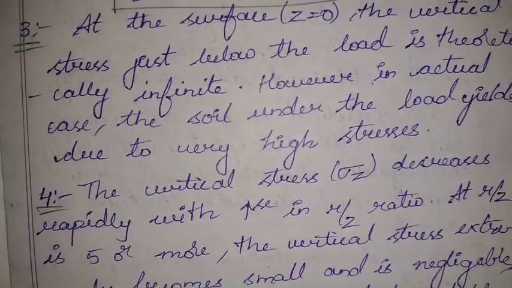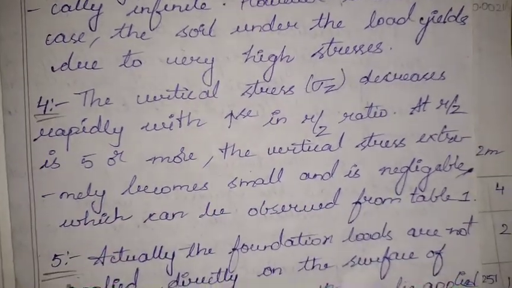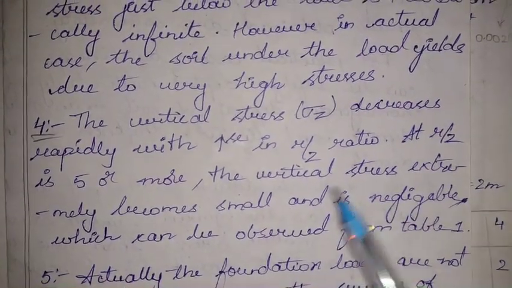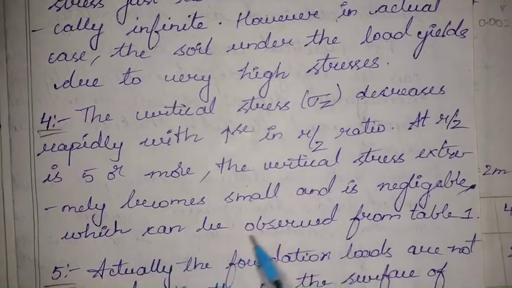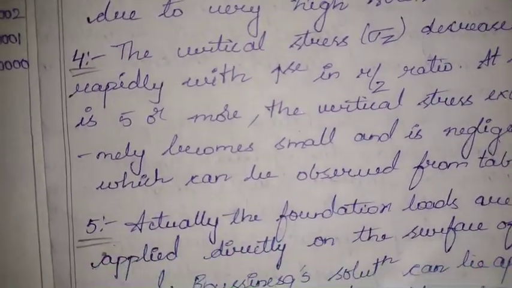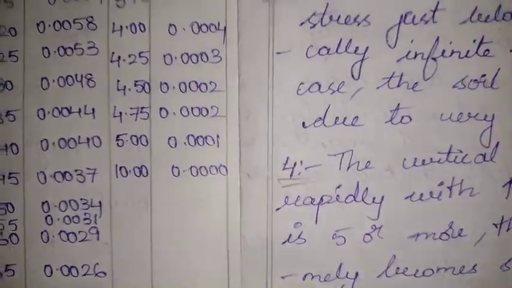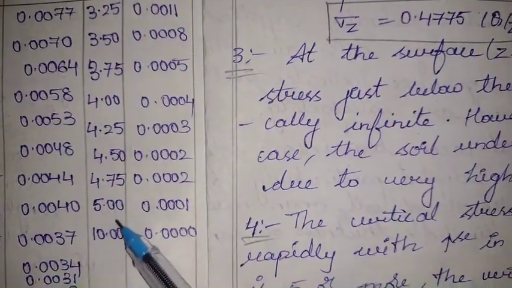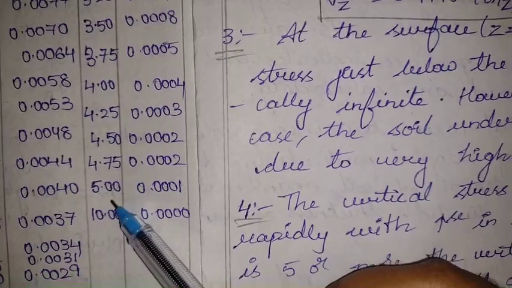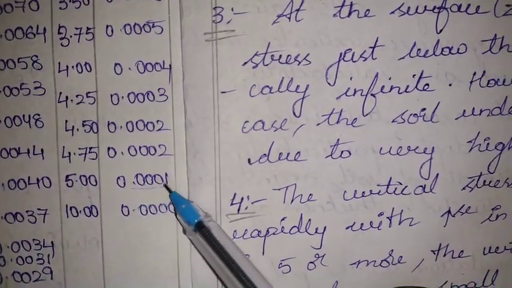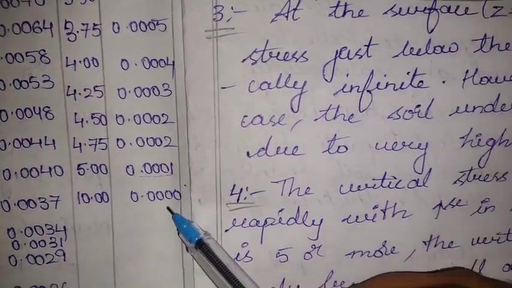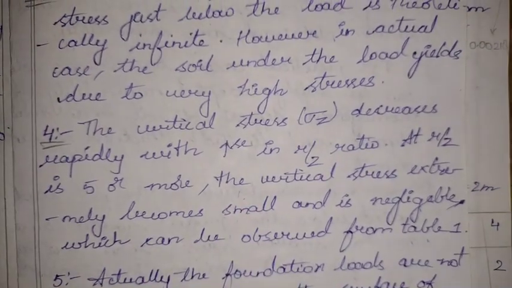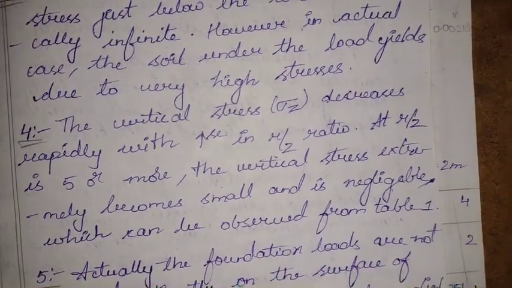Next, the vertical stress sigma Z decreases rapidly with increase in the R by Z ratio. At R by Z of 5 or more, the vertical stress becomes extremely small and is negligible, which can be observed from table 1. See, I will show it over here. Whenever R by Z is varying, I told you these are the R by Z ratios, and we get the corresponding IB values. Whenever R by Z is 5, it is very negligible, 0.0001, and at 10 it is almost 0. So whenever the R by Z value is 5 or more, the vertical stress becomes extremely small and is negligible, almost equal to 0.